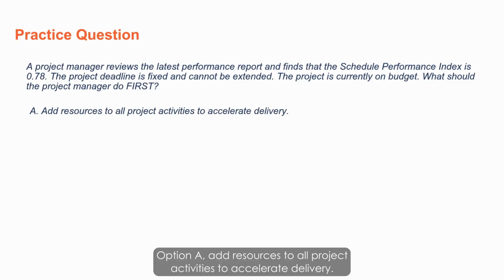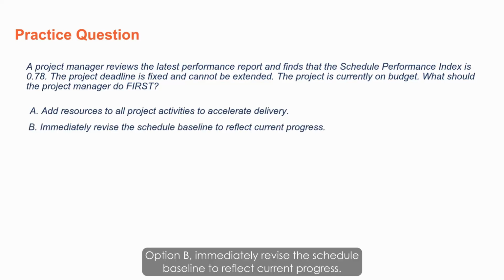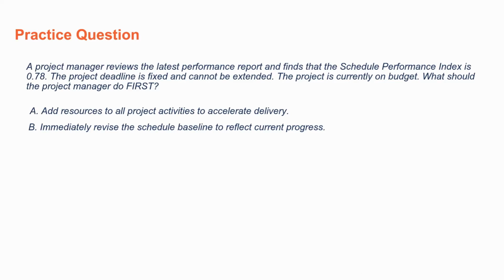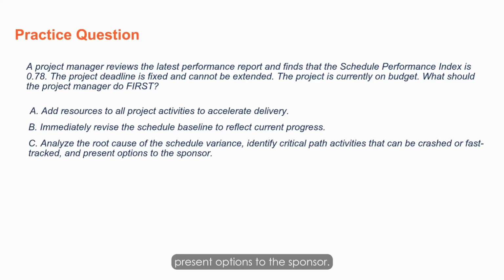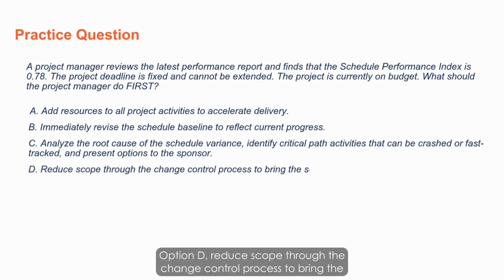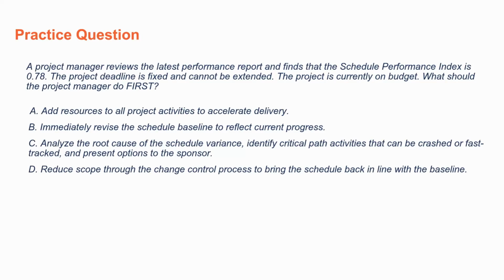Option A, add resources to all project activities to accelerate delivery. Option B, immediately revise the schedule baseline to reflect current progress. Option C, analyze the root cause of the schedule variance, identify critical path activities that can be crashed or fast-tracked, and present options to the sponsor. Option D, reduce scope through the change control process to bring the schedule back in line with the baseline.